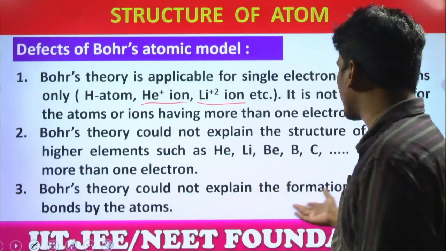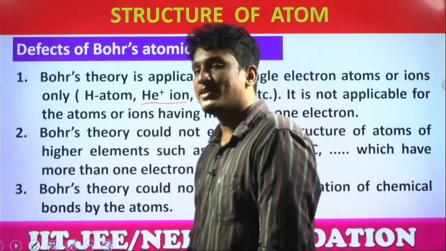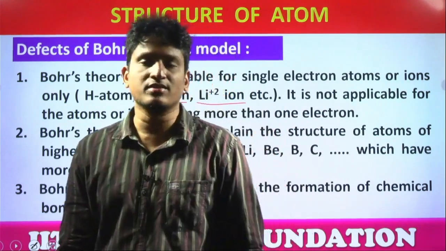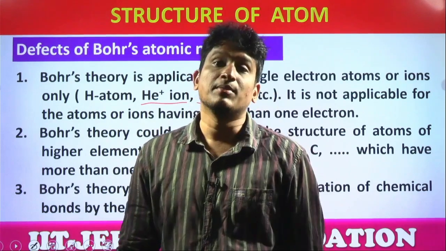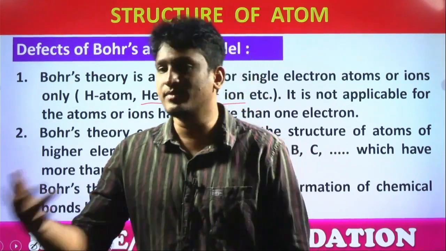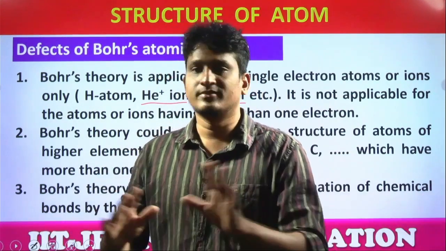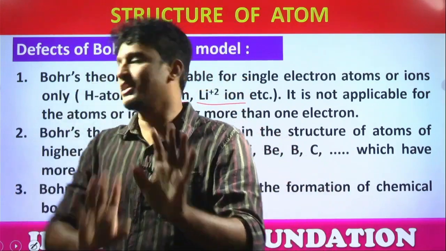Bohr's theory could not explain the formation of chemical bonds by the atoms. Yes, sir, he's explaining about electrons. Electrons are the reason for chemical reactivity. He didn't explain anything about chemical reactivity. Why they form this bond, why they form that bond, why it is combining with that element, this element, nothing. He simply explained the orbit concept, that's it.